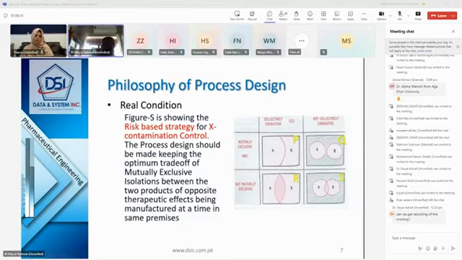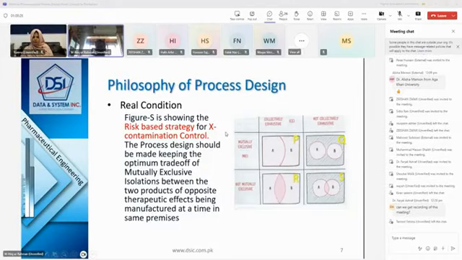Here's a very simple example. You toss a coin. The coin result is either head or tail. This option is called mutually exclusive. Mutually exclusive means that you have various options and you select only one out of them. You cannot select more than one. So this is called mutually exclusive options.